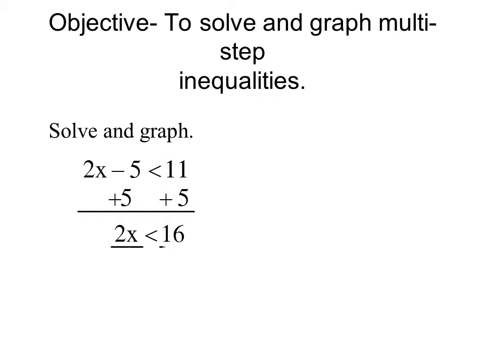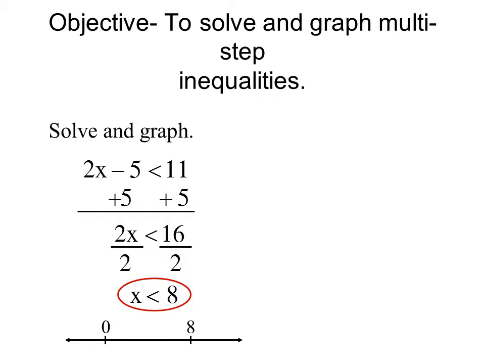Divide by 2. Do I need to flip signs or anything? No, because everything's positive. It's all good. So we're going to get x is less than 8. And we can make our graph really quick with the circle at 8. And the arrow showing us the numbers that are less than 8, which would be like 7, 6, 5, 4, 3, 2, all the way off into negative infinity on the left-hand side.